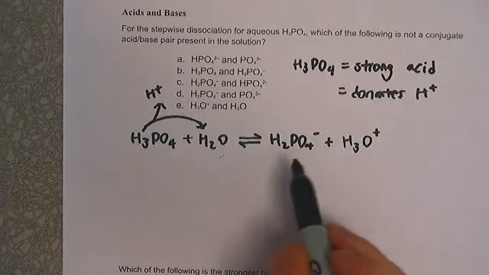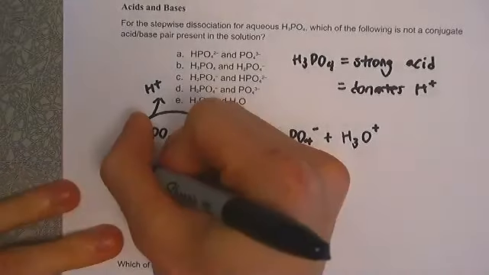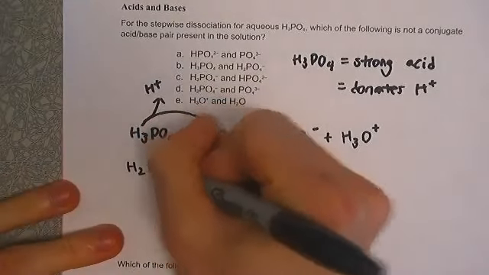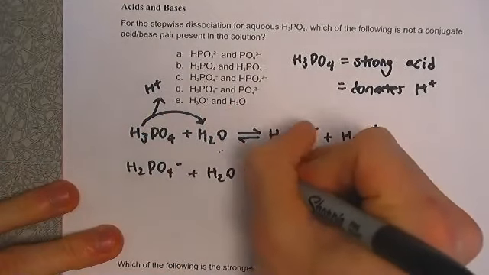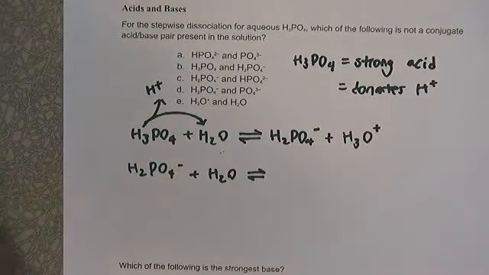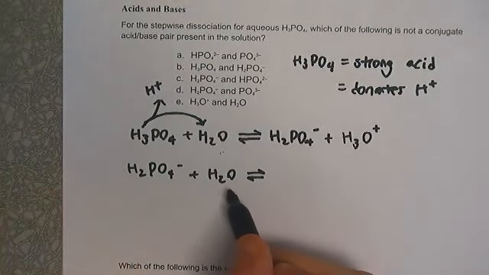But we're not done. What's significant about H2PO4 minus? It is also an acid. So we have H2PO4 minus plus H2O. Again, very similar to the top one. Let's think about it again. H2PO4 minus is the acidic character here. H2O is the basic character.